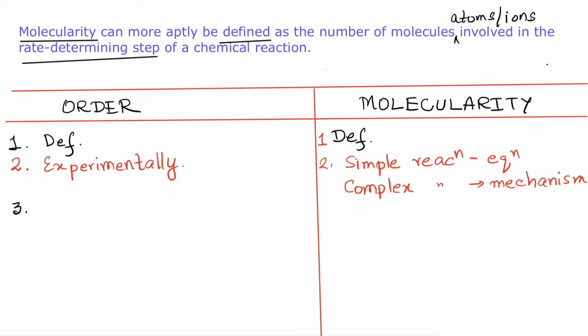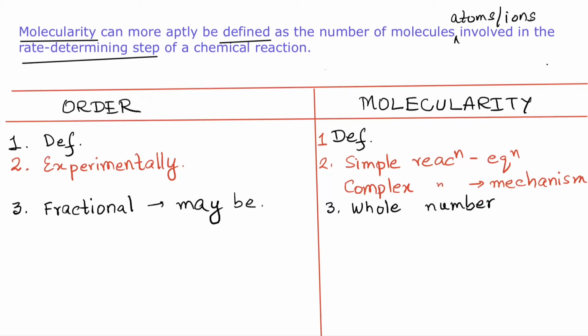What will be the third point of difference? You remember we said that order of a reaction can be a fractional value, right? Maybe and maybe not. It could be fractional as well, right? Whereas molecularity, on the other hand, is always a whole number. You can never have half a molecule colliding, half an atom colliding, right? It's always a whole number.